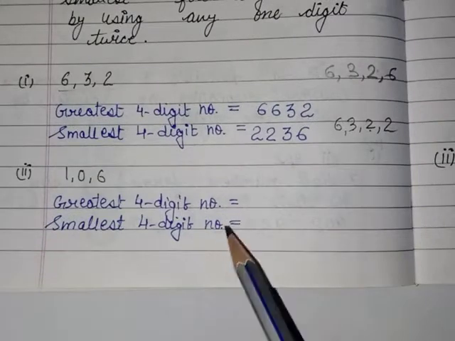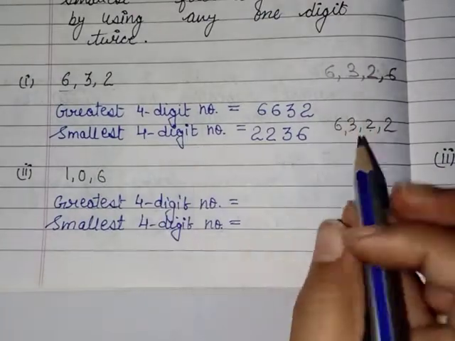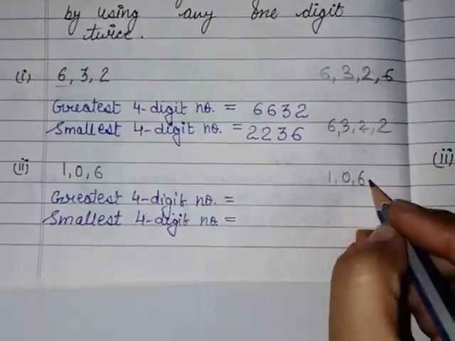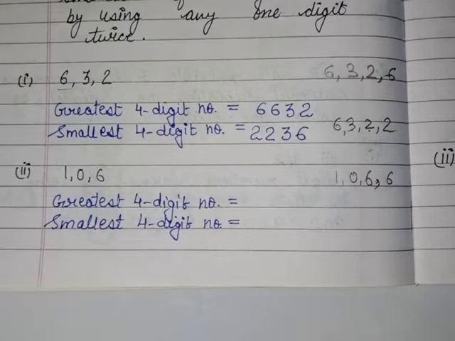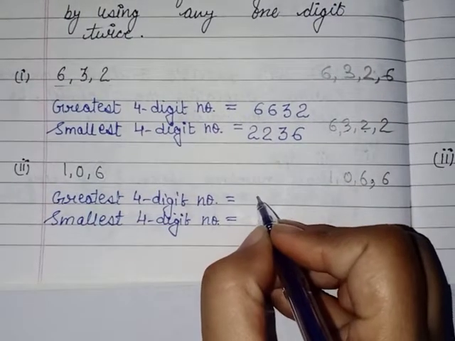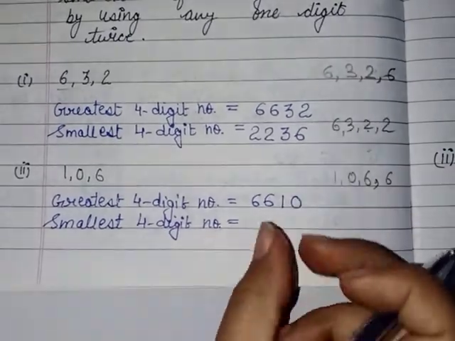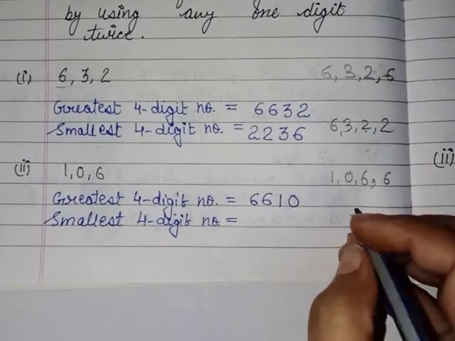Next, second part. To form the greatest 4-digit number, you will repeat the greatest digit, that means 6. 1, 0, 6. These digits were given and you will repeat 6. So now to form the greatest number, you will write the digits in descending order, that means greatest to the smallest. So greatest digit is 6, then 6, then 1, then 0. Greatest to the smallest.